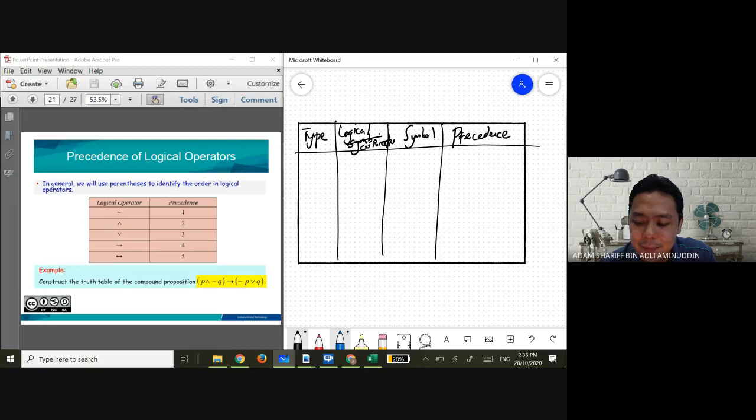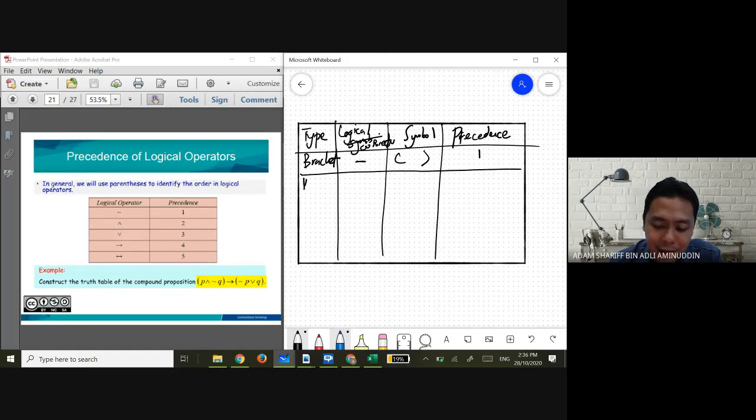Precedence. Okay. You have 5, but let me put one more, which is bracket. Kadang-kadang student lupa pasal bracket. Kita buat benda dalam bracket dulu. Ni adalah bracket. Bracket bukannya logical connective. So saya tak mau letak kat sini, tetapi dia patut jadi priority yang nombor 1. Okay. Then kita boleh letak negation. Negation, not, dia punya symbol, it can be either this one or this one.